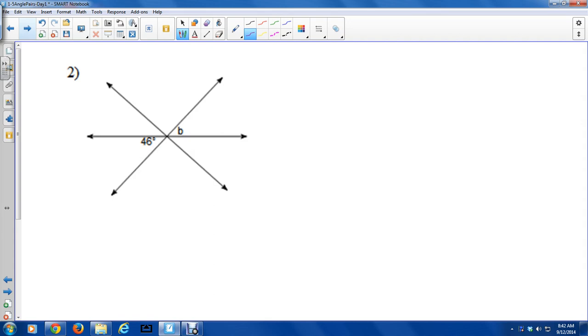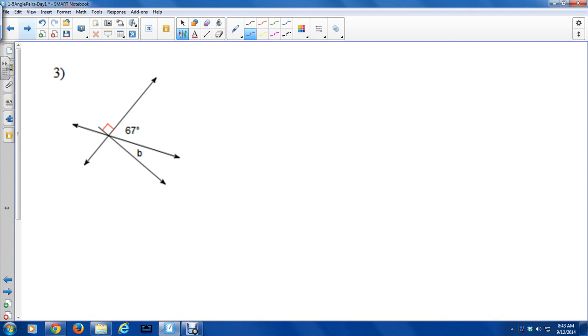Looking at these two guys, I see that they are back to back. I have two V's that are back to back. That means they are vertical. And if they are vertical, they are congruent. Congruent just means they are equal to each other. So if one of them is 46 degrees, the other is 46 degrees. There's no solving involved when you have vertical angles. Always look for them. They're awesome. They're easy.